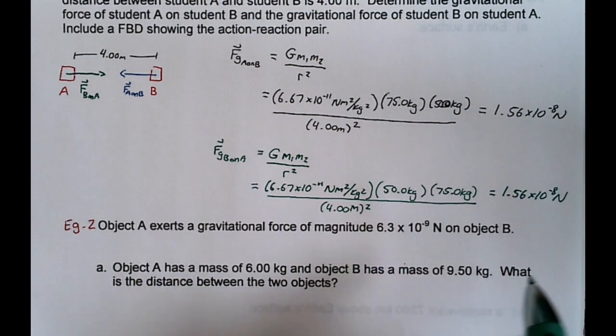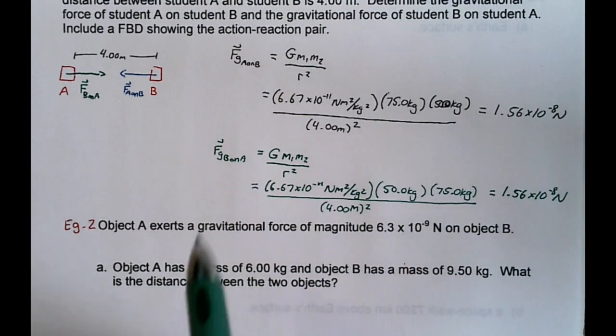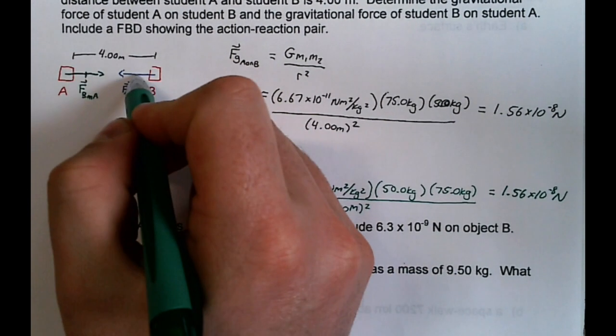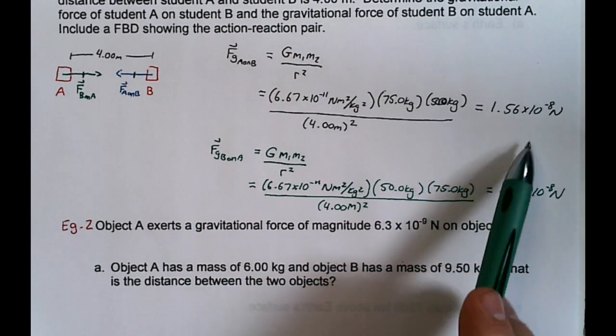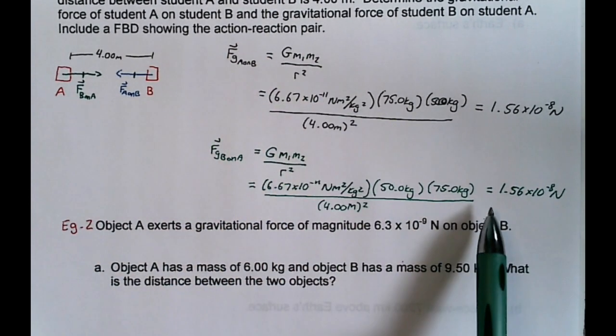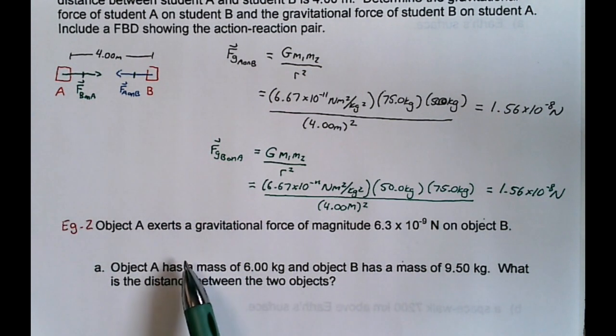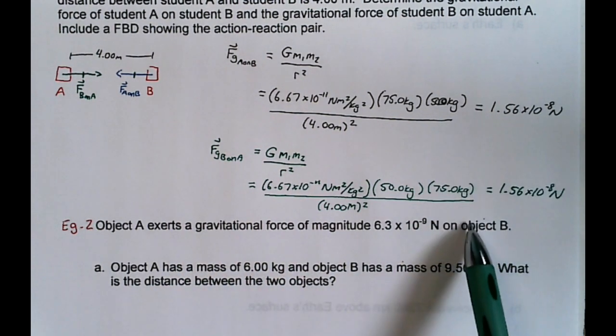Again, when you plug that in, you're going to get an answer of 1.56 times 10 to the negative 8 newtons. That makes sense that these two answers are the same, so these two lines should be the same. The reason it makes sense is because it's an action-reaction pair. They're going to be pulling each other in the opposite direction, but they're going to be pulling with the same magnitude. There's the same force being pulled, just in opposite directions.